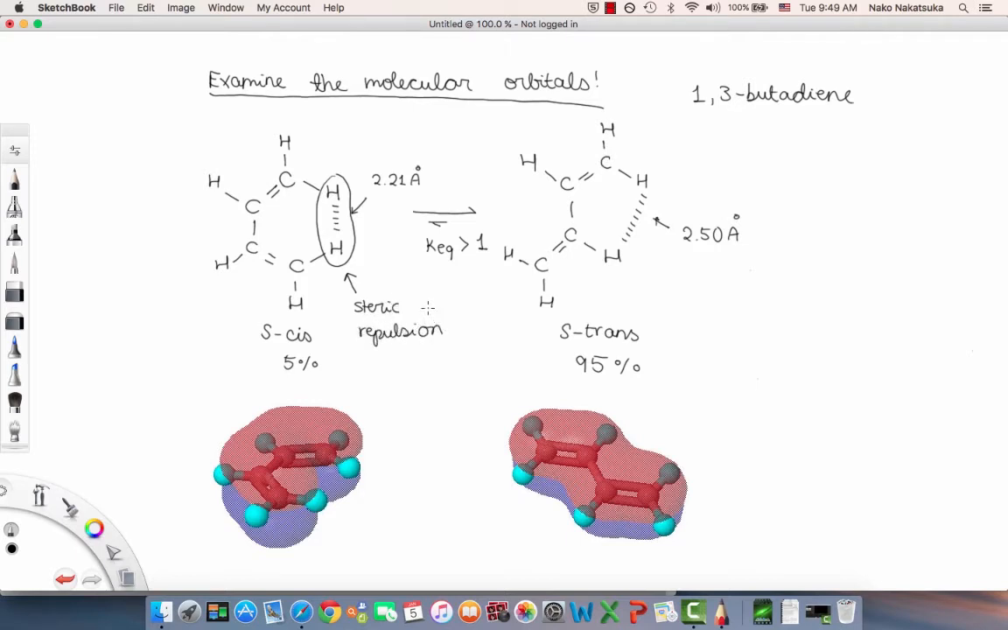However, both conformations are found at least to some extent. You'll see that S-cis is less likely, it's 5%, S-trans is 95%, and thus K equilibrium is greater than 1 since we would get more products. This image of the molecular orbital diagrams may also give you a better picture of what it looks like, how these different structures are both planar but have different configurations that allow them to have different stabilities.